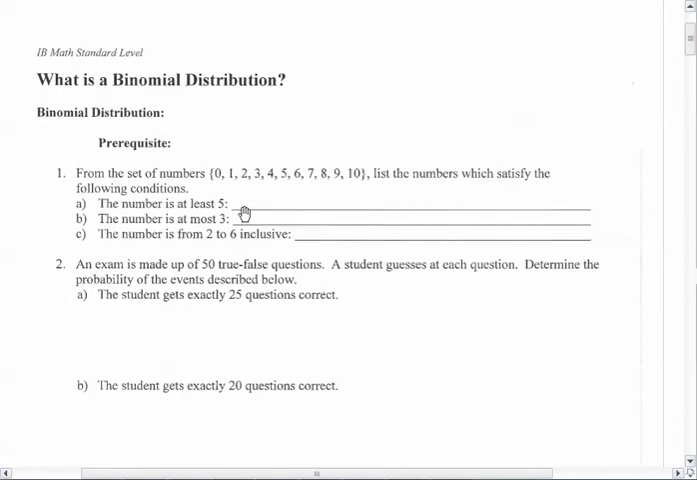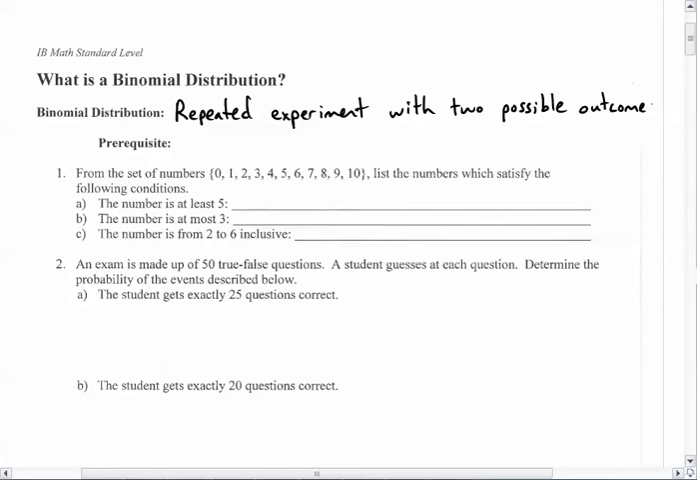A binomial distribution is a repeated experiment where you have two possible outcomes, either success or failure. And the probability for each of those outcomes is fixed from one event to the other. It doesn't depend on the previous outcomes.